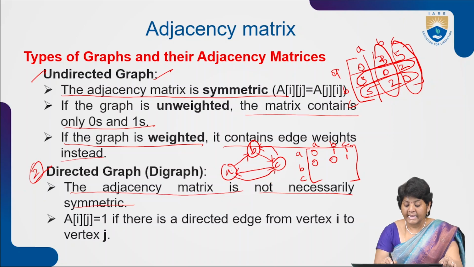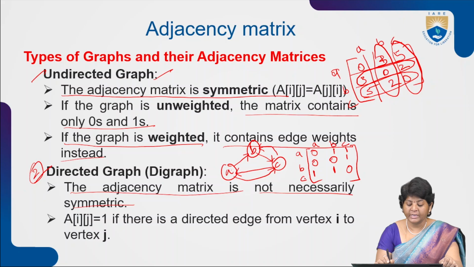And now, A to C is there. C to A is also there. A to C, edge connection is there, and C to A edge connection is also there. So, C to A, 1. Now, C to B, yes, we have an edge connection. C to B, 1. And C to C, there is no loop, so 0.